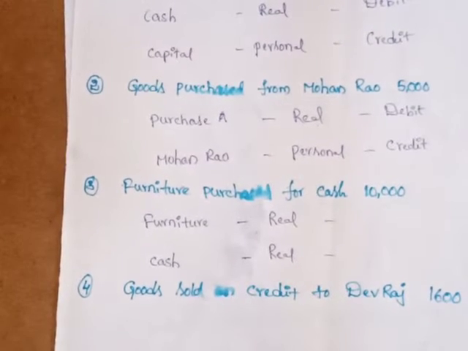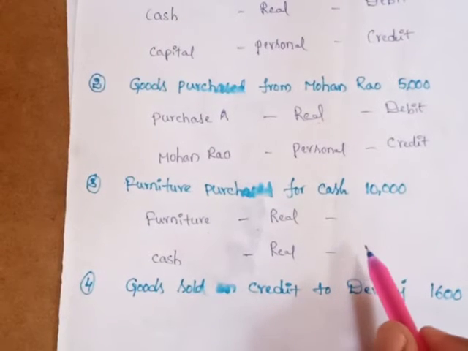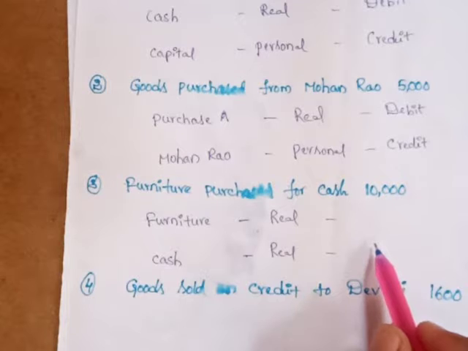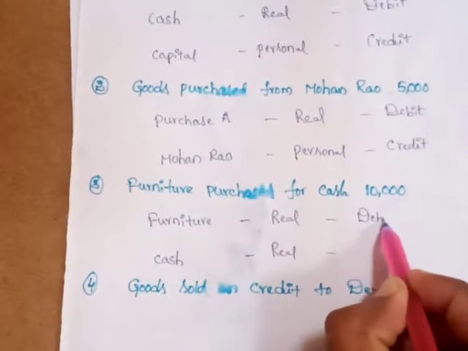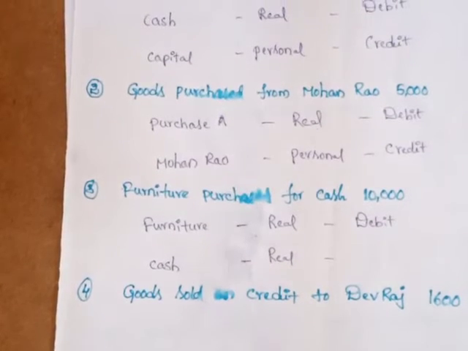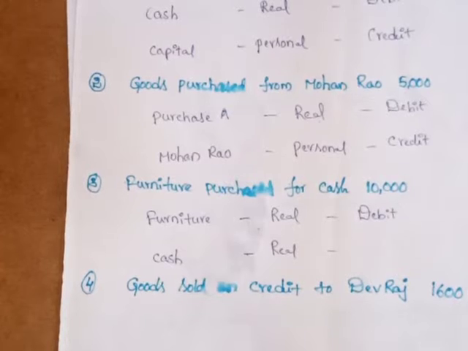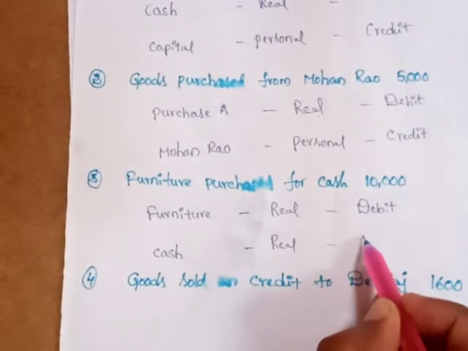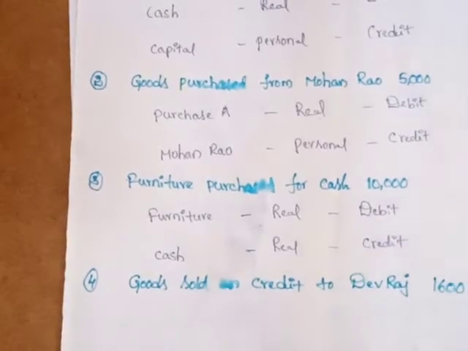When we purchase furniture, it comes into the business. So according to real account, what comes into the business will be debit. Next, when we purchase furniture, we have to pay cash. When we pay cash, cash goes out. So according to real account, what goes out will be credit.